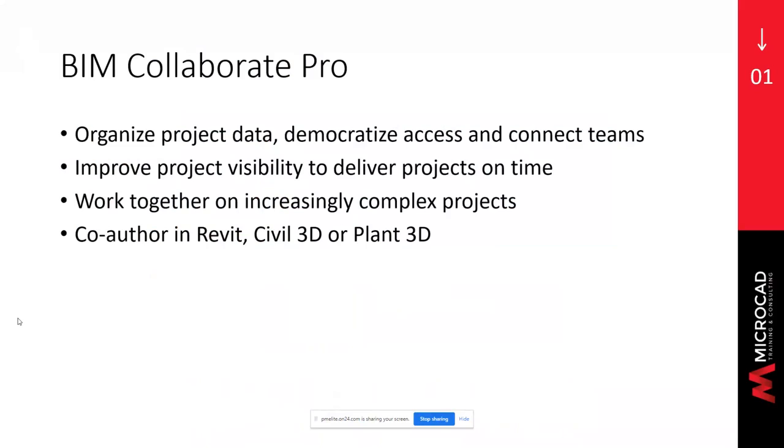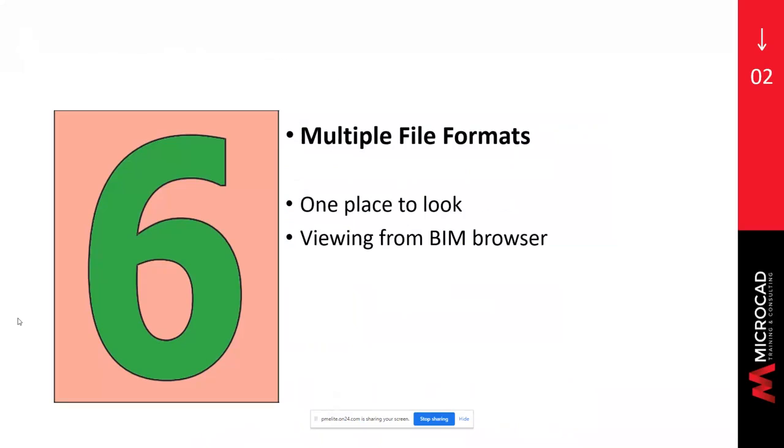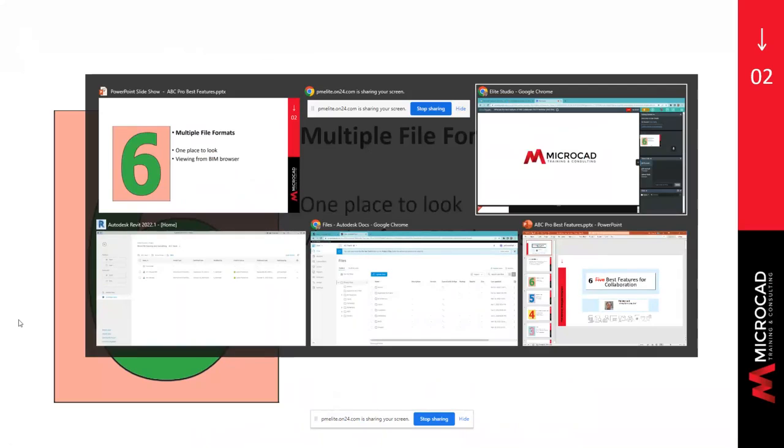So let's talk about the 6 things I found were the best functions that help people get their projects done. First one is the fact that BIM Collaborate Pro allows multiple file formats. And the idea here is you go one place to find all the information about your project. And all of it comes viewing through the BIM browser. So let's take a look at what that might look like.